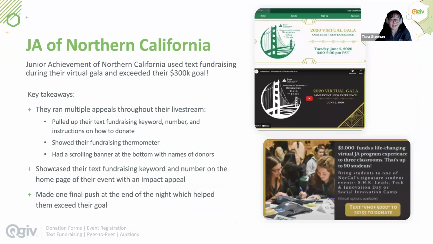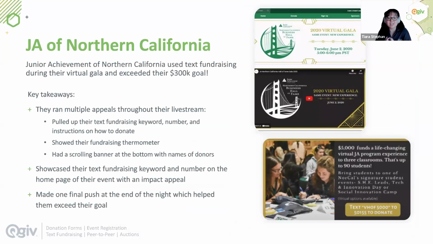The next example is Junior Achievement of Northern California. They paired their virtual gala with text fundraising and exceeded their $300,000 goal. Some key takeaways from their event: they ran multiple appeals throughout their live stream, and they also used a live update screencast to showcase donations as they came in.